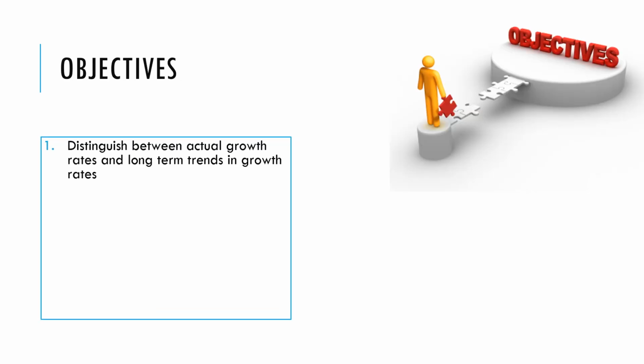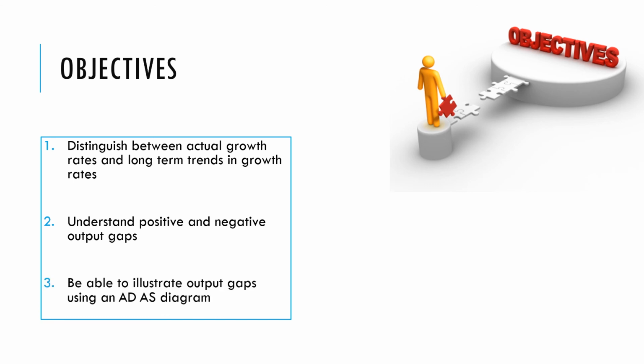So in this video, we've looked at the difference between actual growth and long-term trends in growth. We've looked at positive and negative output gaps, and we should be able to illustrate these using the trade cycle diagram, PPF diagram, or ADAS diagram. And so that ticks off our last objective.